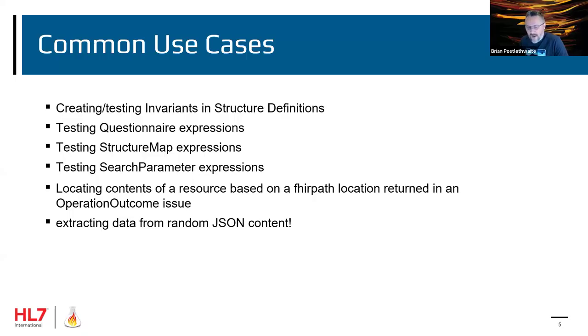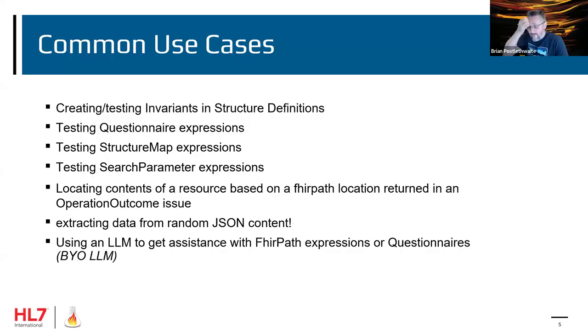It's not that common, but I have found a couple of times where I've got this bit of JSON and I want to go and find where a particular element was in it based on a set of criteria. You can do that with the FHIRPath JS. It doesn't just have to be FHIR, which is kind of neat. And the other part that's in there, I have a capacity to BYO generative AI model to get assistance with FHIRPath expressions or questionnaires. That'll be quite fun.